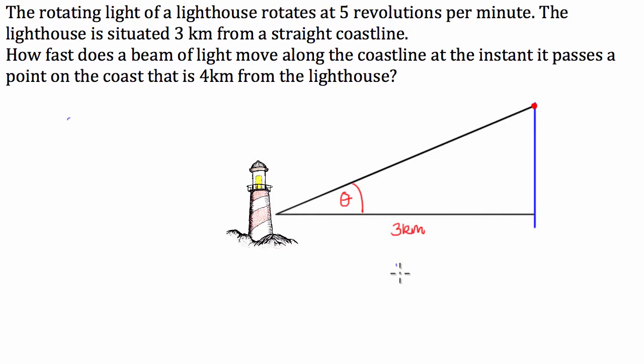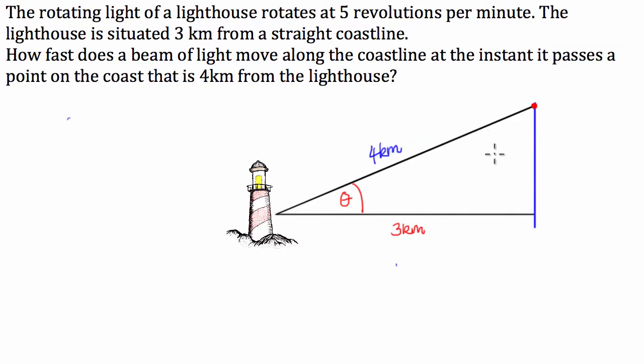Okay, so I've drawn a little picture for us today and we've got this 3 kilometers right here. So the question is, how fast does a beam of light move along the coastline at the instant it passes a point on the coast that is 4 kilometers from the lighthouse? Okay, so we're also given this one here.